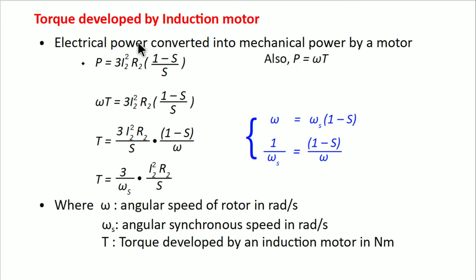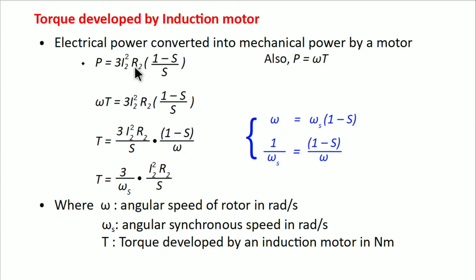We know the electrical power converted into mechanical power by a motor, P, is given by 3 I2 square R2 (1 minus S) over S, where I2 is the rotor current per phase, R2 is the rotor resistance per phase, and S is slip. Also, the power is given by another equation, P is equal to omega T, where omega is the angular velocity in radians per second and T is the electromagnetic torque in Newton meters.